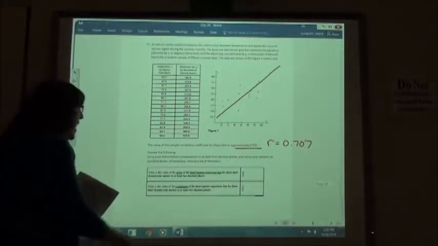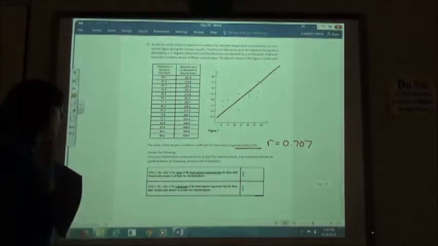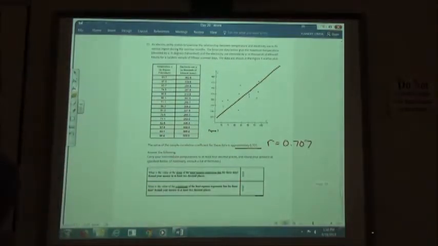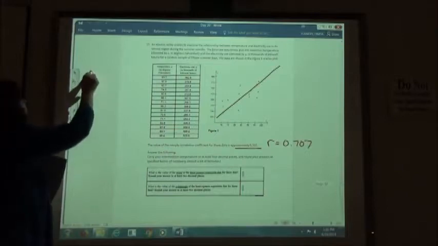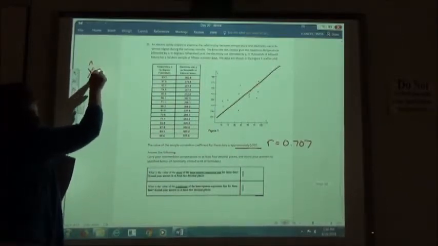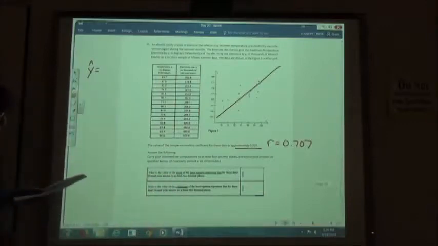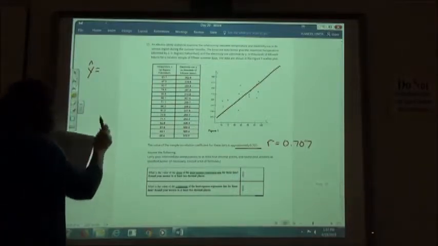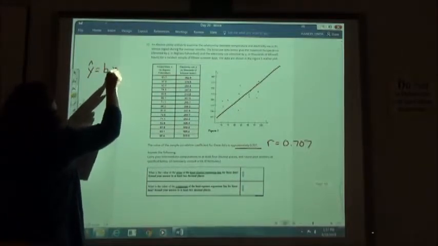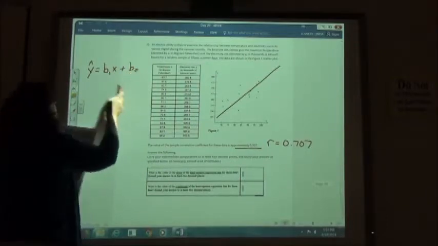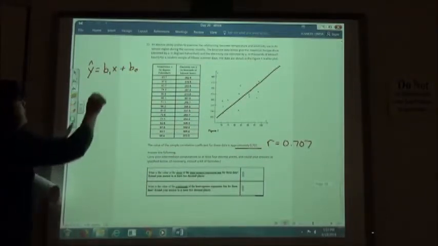So first of all, they're going to have us find the value of the slope for our least squares regression line. So again, we're going to do our regression line y hat equals, and first of all, we're going to find the slope of that value, which is the number in front of the x. So in order to find the slope of that value, they're going to tell you that we're going to do y hat equals b sub 1 x plus b sub 0. The b sub 1 is the value of your slope.